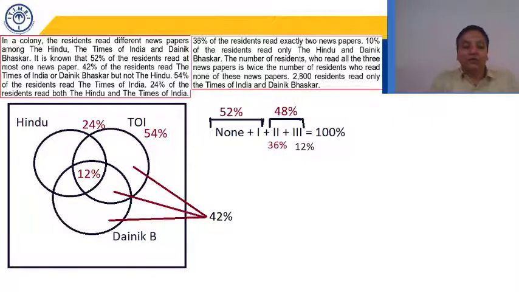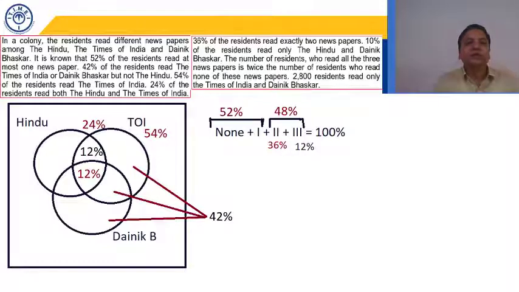12% of the total read all the three newspapers. We wrote 24% above. This is the sum of these two regions, out of which one is 12%. So the other is also 12%. We can safely conclude that Hindu and Times of India only is also 12%. All three is 12%. The sum of these two adds up to 24%, which is Hindu and Times of India.